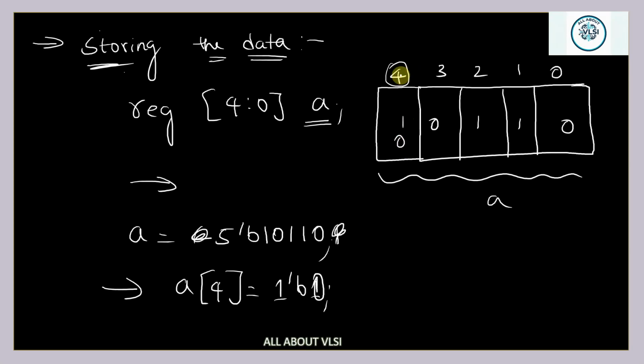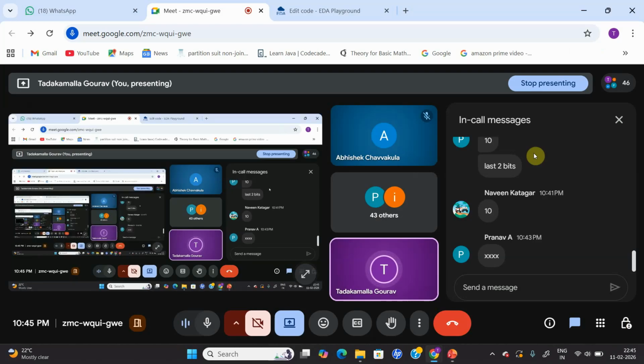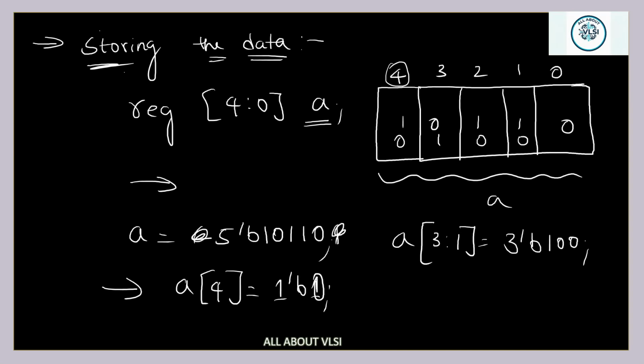Let's say I want to store 3-bit data in locations 3 to 1. What I write is a[3:1] = 3'b100, since this is 3 bits, right? Then what is going to happen? This will be replaced by 100. So you can select which part of the vector should be filled with which part of the data. This is known as vector slicing, and it is possible using this 1D packed array.